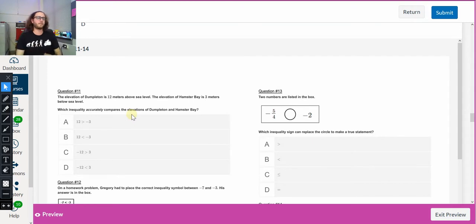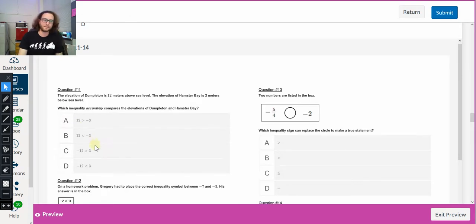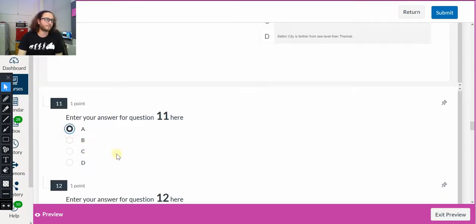So first of all, C and D are impossible. Even though one of them is technically set up right, it's backwards. We're not dealing with negative 12 and positive 3. We're dealing with positive 12 and negative 3. And the one that correctly compares those two is A. A is the one that has it right.